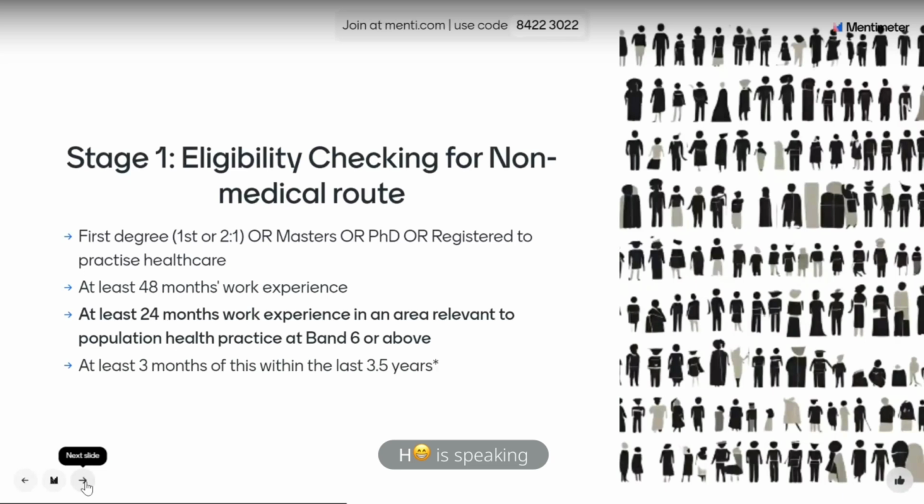Okay, that's great. Then on the other side, the non-medical route, as opposed to having a medical degree, you need to have a first degree, a master's degree, or PhD, or you need to be registered to practice healthcare in whatever field it is. So be it nursing, physiotherapy, as long as it's within the healthcare space and there's a regulatory body. Because for most of the healthcare degrees, it's not honors, so you're not given a first class or a 2-1.